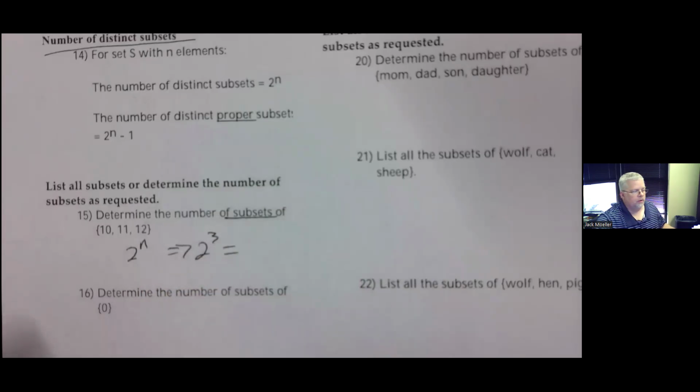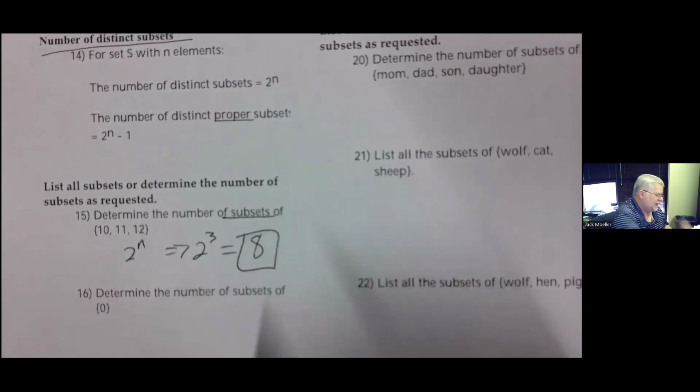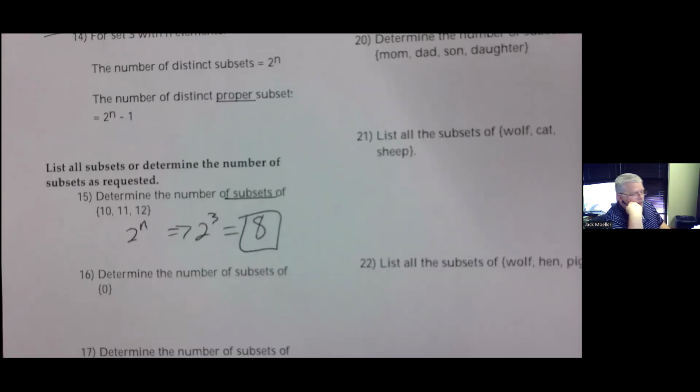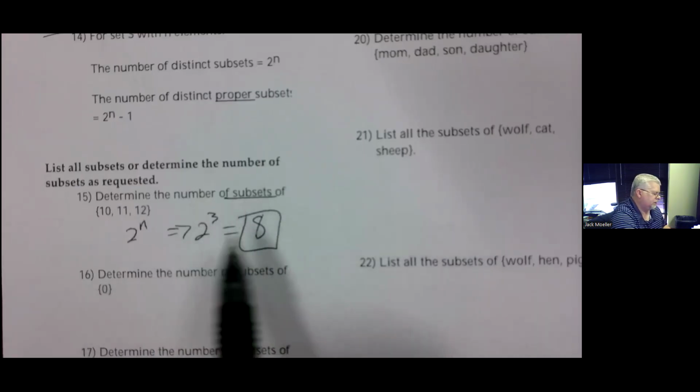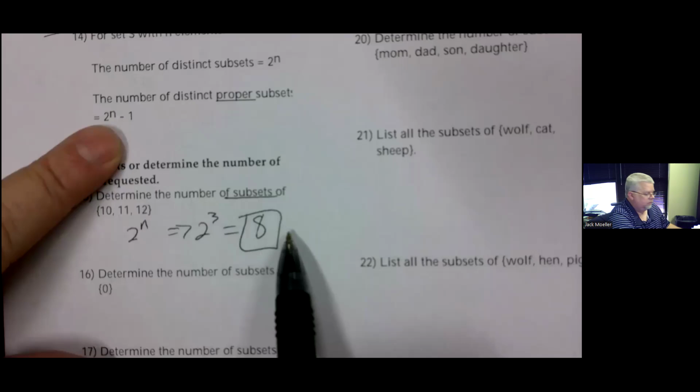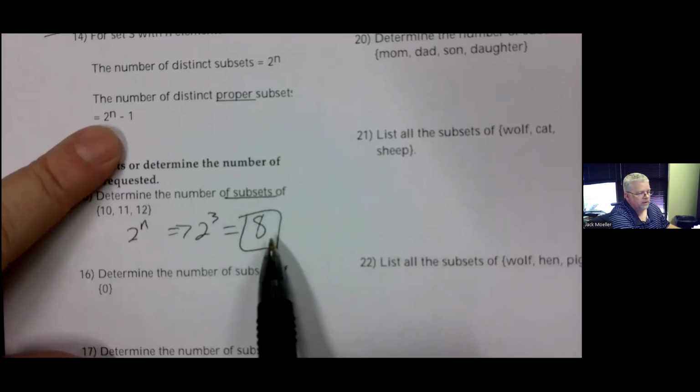And like I said, this is where we do a little bit of arithmetic. 2 to the third is 2 times 2 times 2, which is 8. So there are 8 subsets in that set 10, 11, 12. Now it doesn't ask for it, but if we wanted proper subsets, we would just subtract 1. And so the number of proper subsets would be 7.